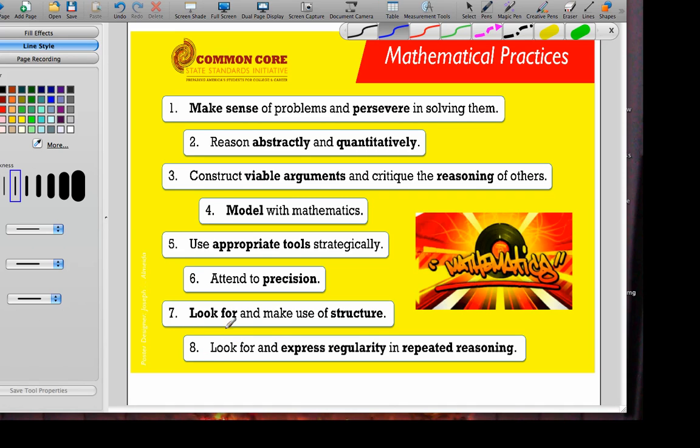And finally, looking for and expressing regularity and repeated reasoning. So just noticing that there are certain things that you can constantly apply and it makes sense across the board because mathematics is very coherent. It sticks. Principles that are given for one apply to others as well.